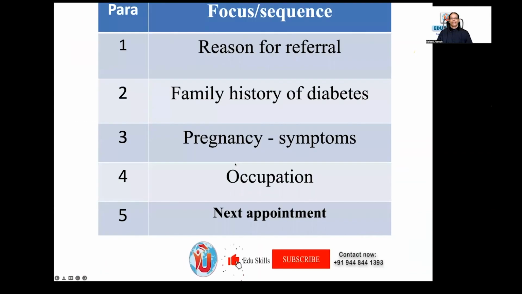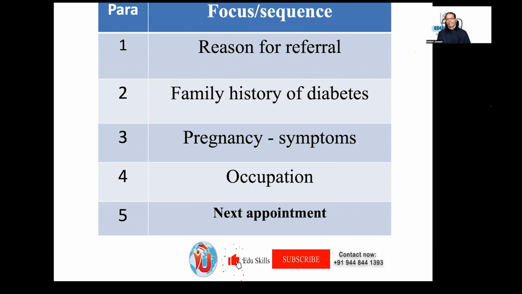These are the subheadings, the focus of the audio: reason for referral, family history of diabetes, pregnancy symptoms, occupation, next appointment. You know, reason for referral. Why the person is being referred? Okay, they will be speaking about the condition there, right? The disease. Family history of diabetes, which means automatically, as soon as you look at the side heading, they are thinking of family history means whether somebody has diabetes in your family, your brother, father, mother, and something of that will be the answer. Pregnancy symptoms, already we predicted it.